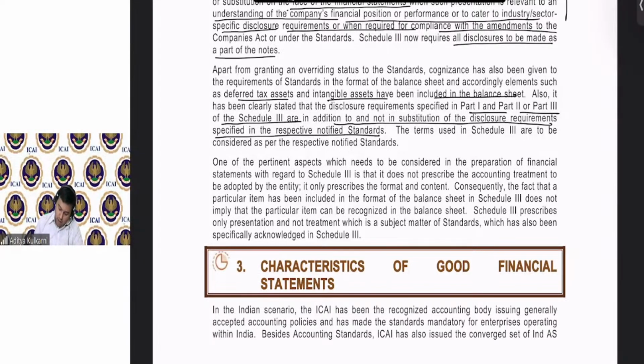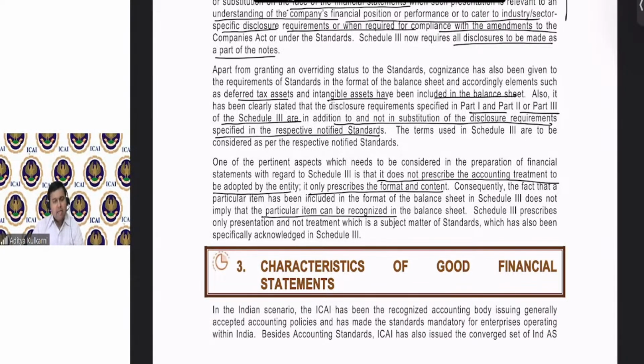One of the pertinent aspects with regard to Schedule 3 is that it does not prescribe the accounting treatment to be adopted by the entity. It only prescribes the format and the content. Consequently, the fact that a particular item has been included in the format does not imply that the particular item can be recognized in the balance sheet. Obviously, it is a format which is given. You have to apply that format based on what is applicable to you and what is not. It is only giving presentation and not the treatment of these items. The treatment is governed under the Ind AS, which you have already studied, but the presentation of those items is what is specified in Schedule 3.